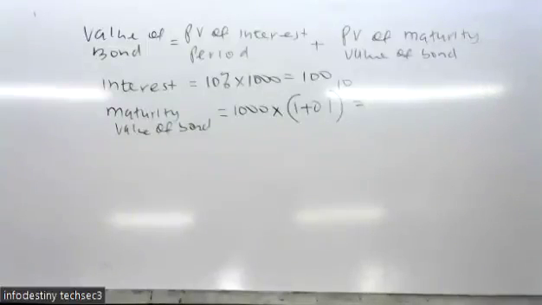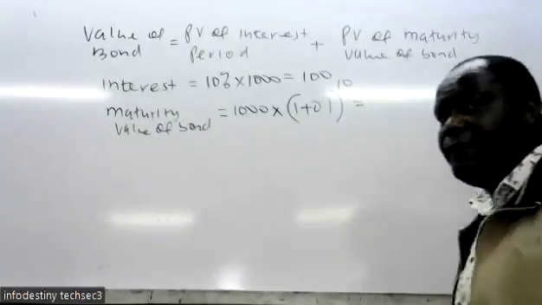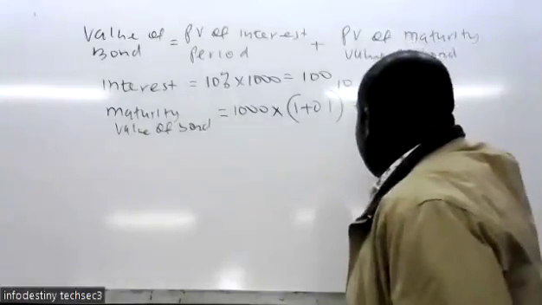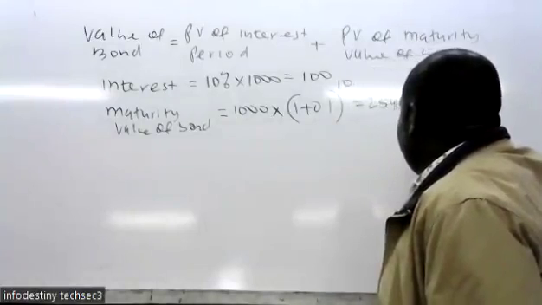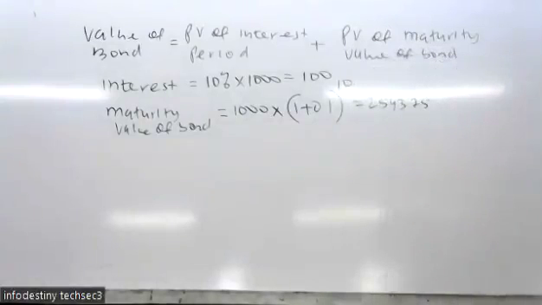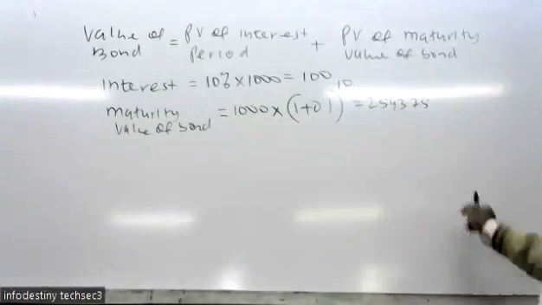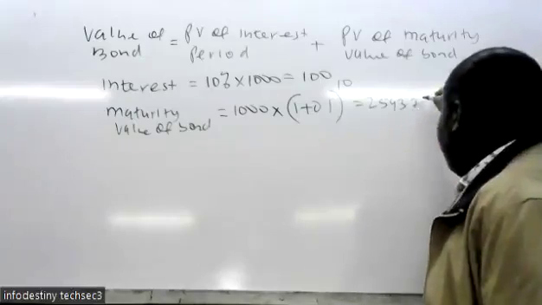So it should be able to give us 25. So 25, 93.75. So that now will give you the maturity value of the bond.